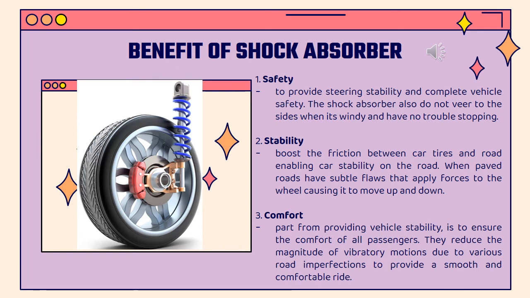Second one is stability. Stability boosts the friction between the car tires and the road, enabling car stability on the road. Paved roads have subtle flaws that apply force to the wheel, causing it to move up and down.